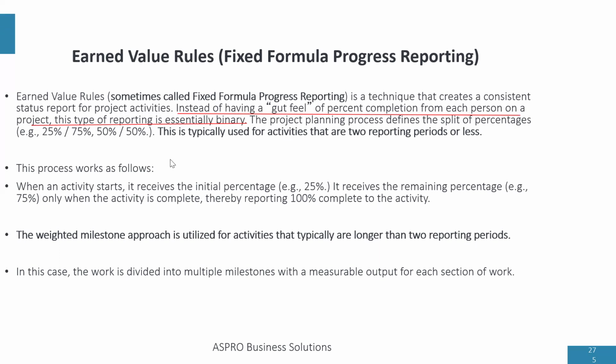Let me give you an example. Let's say that your organization, for the project you're working on, can decide to use 25-75%, 50-50%, 40-60, anything that makes up to 100%. So if it's 25-75%, then this is how you report.